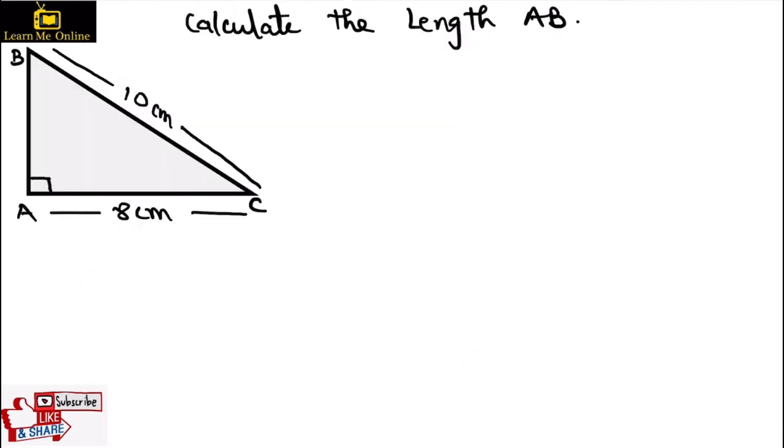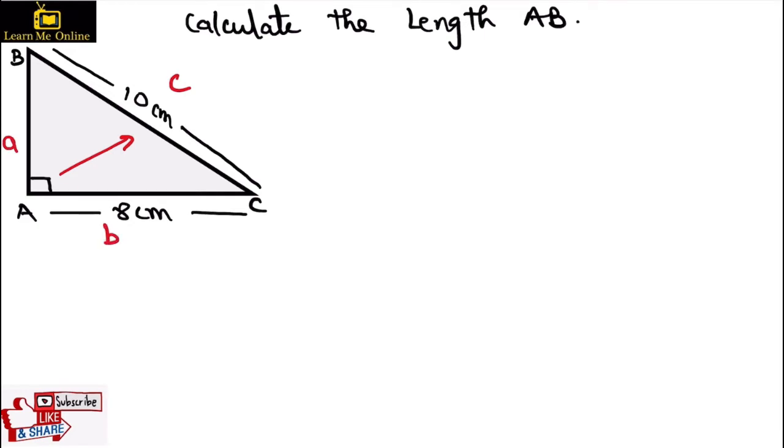Now we're going to look at the next one. Here they ask us to calculate the length of the side AB. To find the length of the side AB, the first thing I do is, this is a right angle triangle, so I'm going to label this as c. It doesn't matter which you take, a or b. So I'm taking this as a, and this as b.